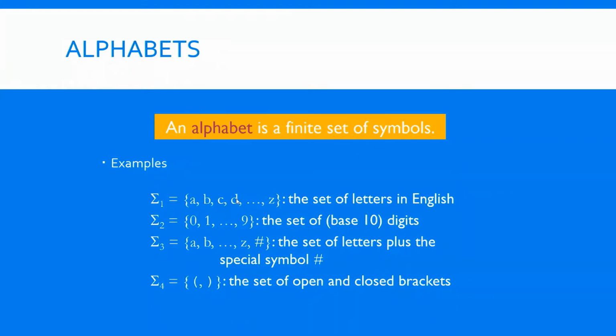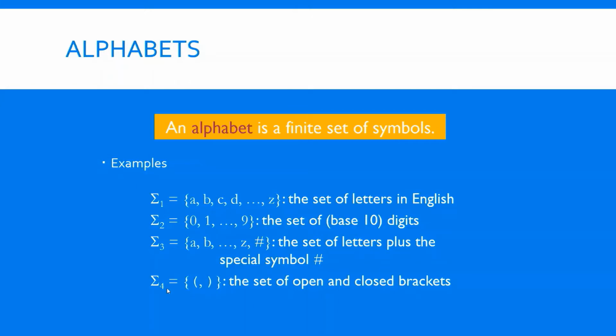Sigma 1 is one alphabet: A, B, C, D to Z, the set of letters in English. This is an example. Then Sigma 3, you can take another example of alphabet: A to Z, and another is hash. Hash is a special symbol.